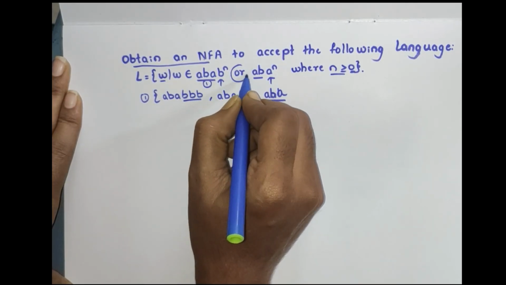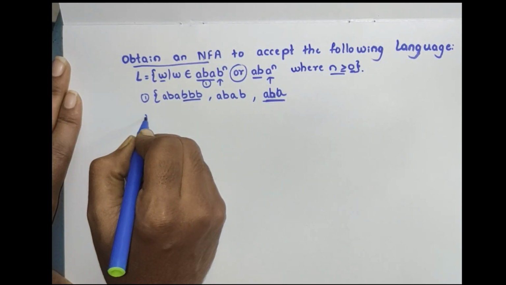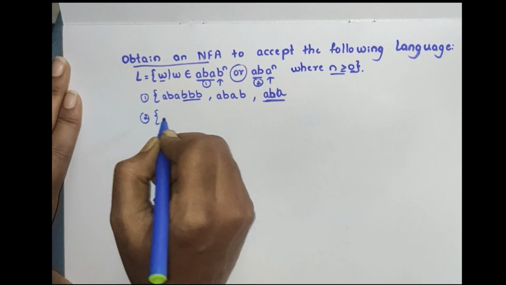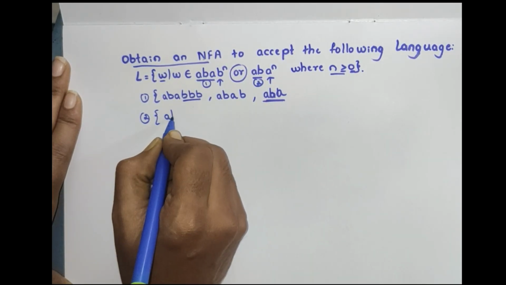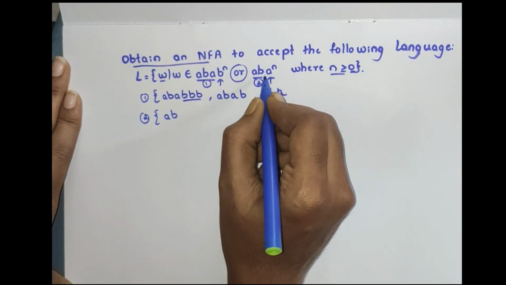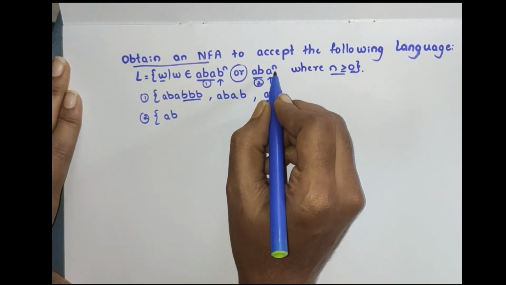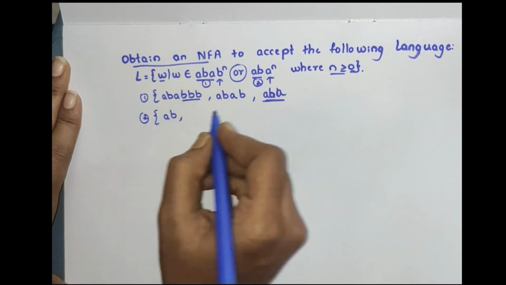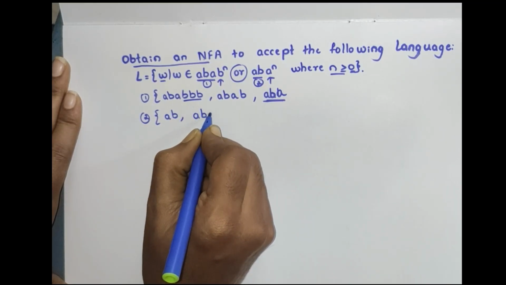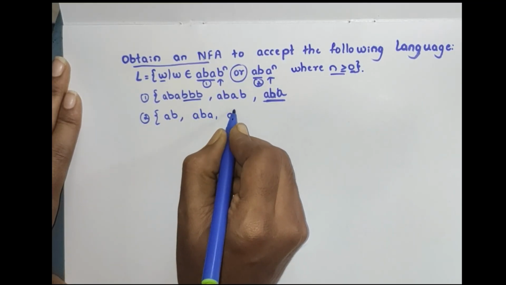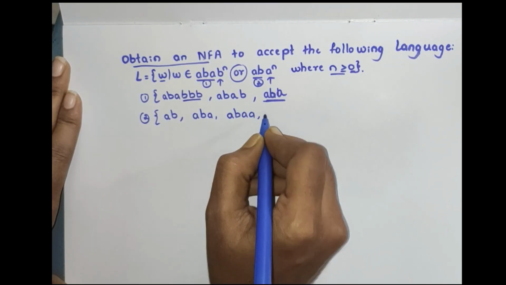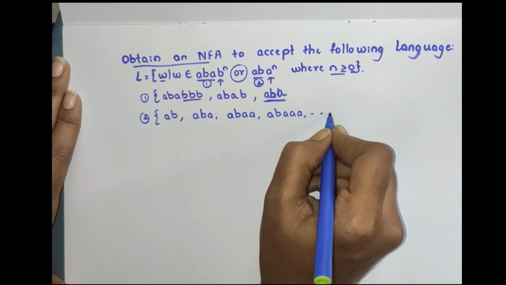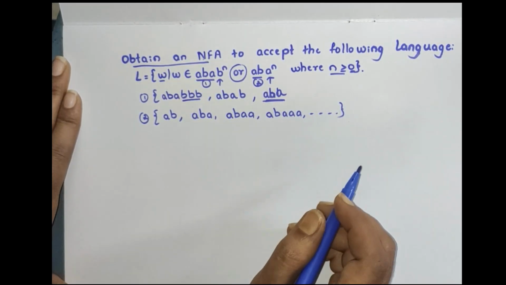We are given with OR. Also, the machine can have, let us consider this as the second condition, the machine can start with the string AB followed by any number of A's. So if the n value takes 0, then it can have only AB. If it takes 1, then AB, A. If it takes 2, then AB, AA. If it takes 3, then AB, AAA, and so on for n values.